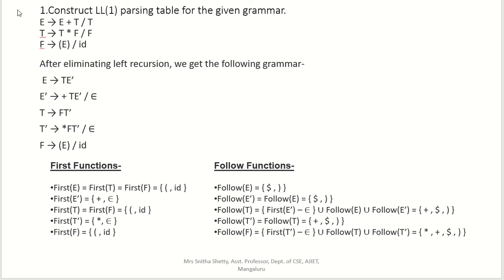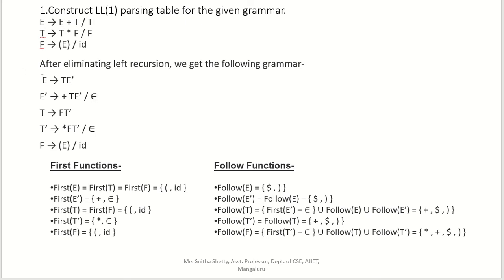Why left recursive? See here, in the right hand side of the first production, the first variable is E, again it is E. Again in the second production, the right hand side first variable is T, and the left hand side variable is also T, right? So it is a left recursive grammar. Now we know how to eliminate left recursion, right? When A gives A alpha bar beta, how to eliminate that? A gives beta A dash, A dash gives alpha A dash bar epsilon, right? So similarly apply that rule.